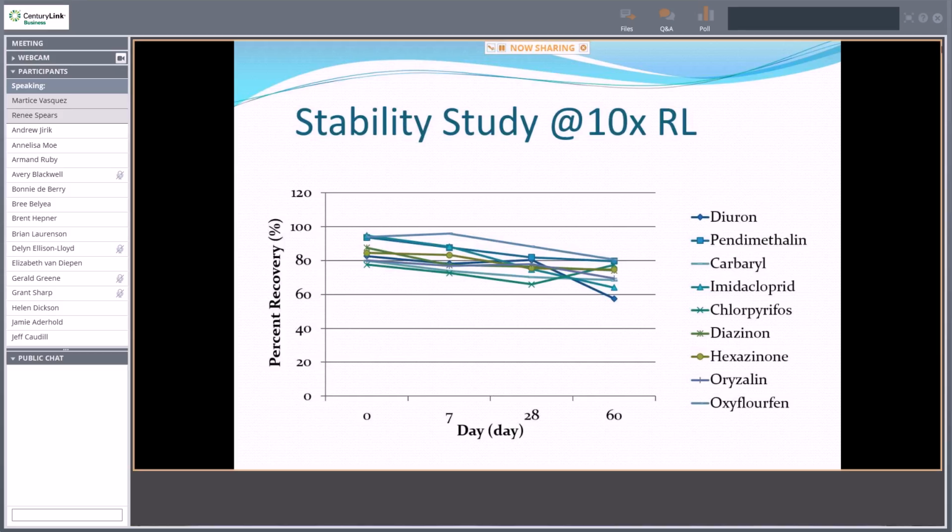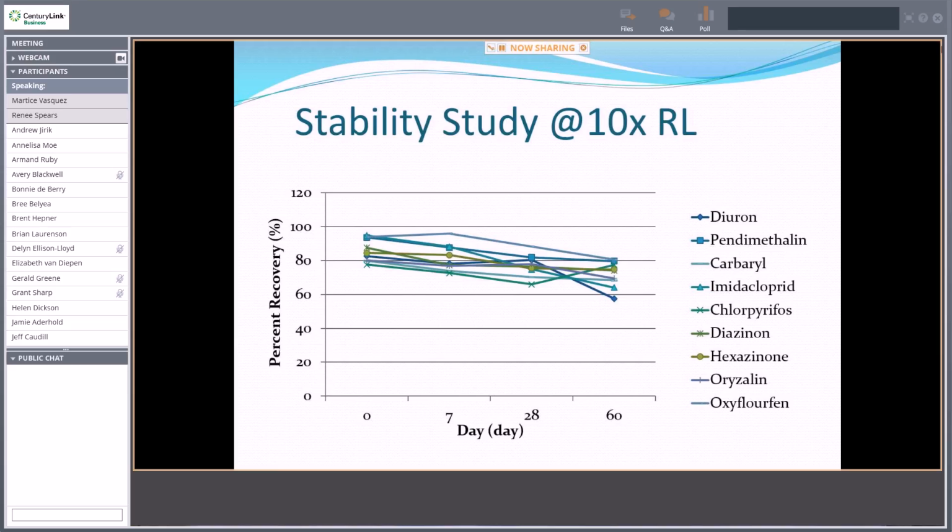Once we had finished the recovery study, we wanted to conduct a stability study to determine, once we have these discs, or the cartridges, in-house, how long can we keep them in the refrigerator before they need to be extracted? So basically, what's the holding time from the field to extraction at the lab? So we set up a time course where we would analyze multiple replicates at various time points.